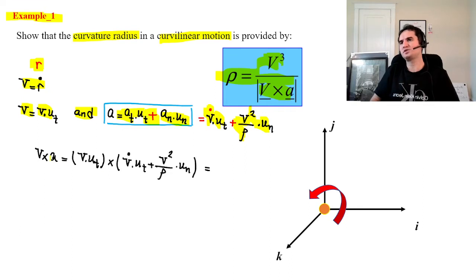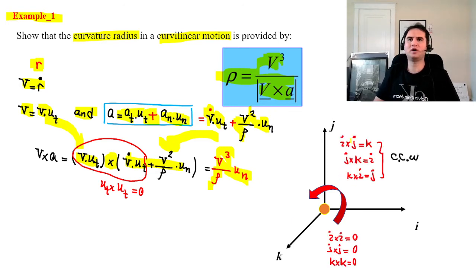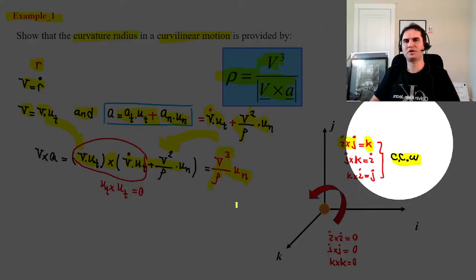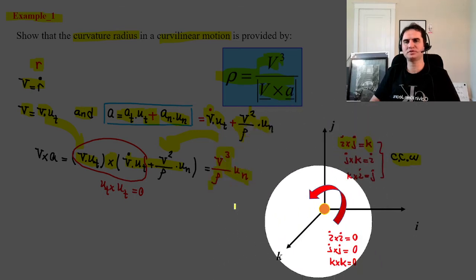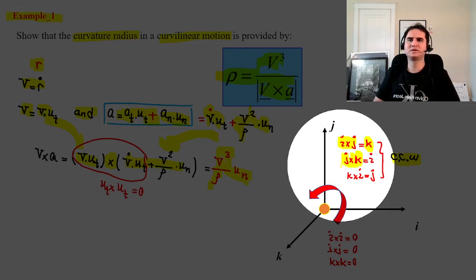So v cross product a is v ut times v dot ut, with just replacement from here. That's a cross product, and that's v cubed over rho times un. If you remember from the cross product rule, i cross product j gives k in a counterclockwise rotation, and j times k gives you i.